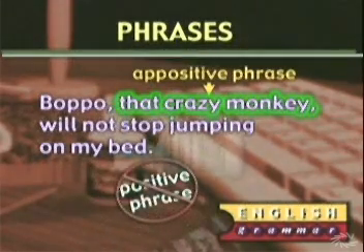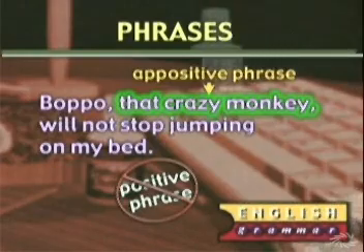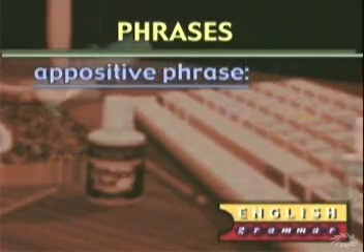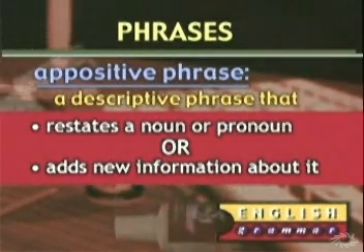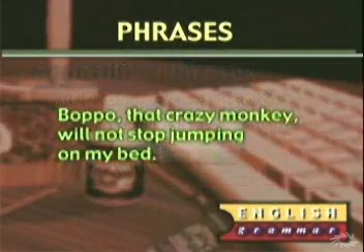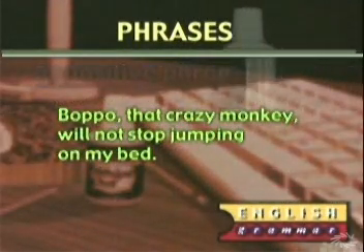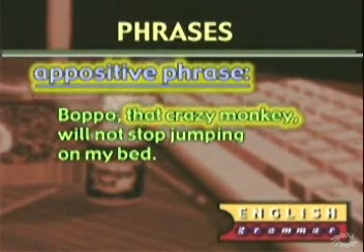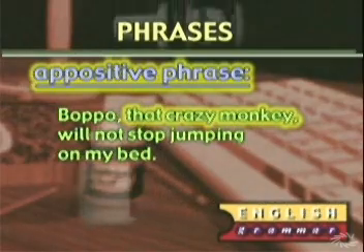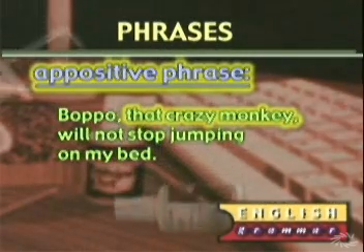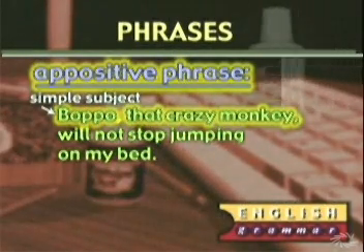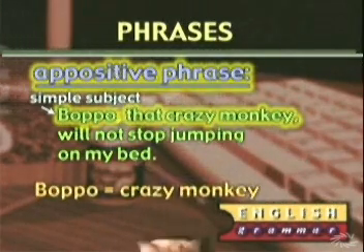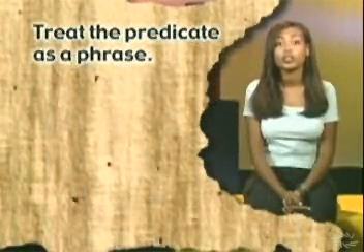Now, this is not a positive phrase like "way to go." This is an appositive phrase, which is different. An appositive phrase is a descriptive phrase that either restates a noun or pronoun in a sentence or adds new information about it. In our sentence, the appositive phrase, "that crazy monkey," is just another way of saying Boppo, the simple subject of our sentence. Appositives are a great way to elaborate on a vague subject like we do here, because if we didn't use the appositive phrase, we might think Boppo was a cat, or a German shepherd, or a tax lawyer.